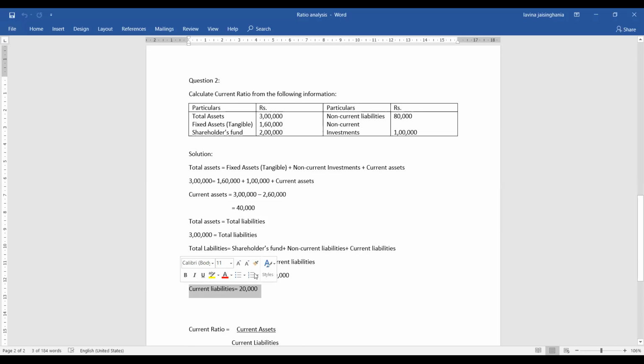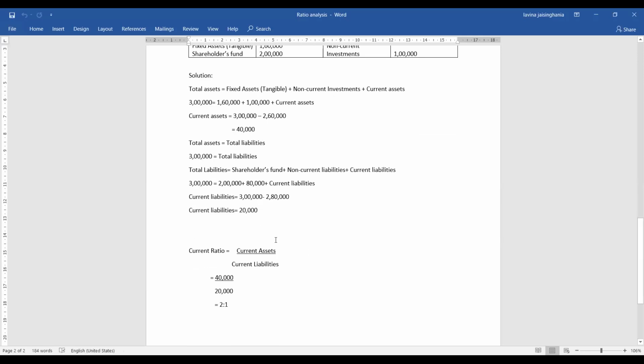Okay, now you've got your current assets as 40,000 and current liabilities as 20,000. Now you can just use the formula. Current ratio is equal to current assets divided by current liabilities. That is 40,000 divided by 20,000. That will give you 2:1. Okay, 2:1 is clear how it is coming. That is 40,000 divided by 20,000. 20,000 ones are 20,000, 20,000 twos are 40,000. According to that, it is giving 2:1. I hope this is clear.